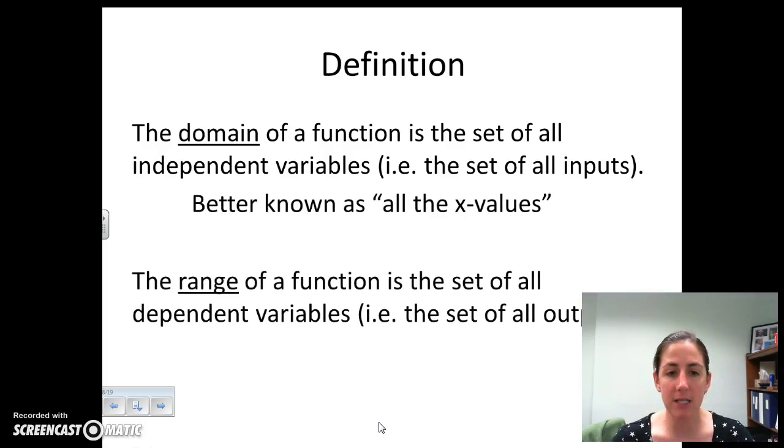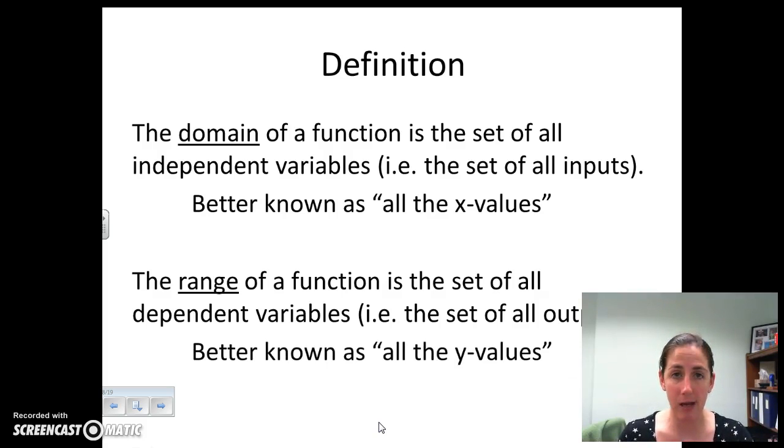The range is the set of all outputs. These are all the dependent variables. Once you stick all those x values in, the range is everything that comes out. Better known as the y values.